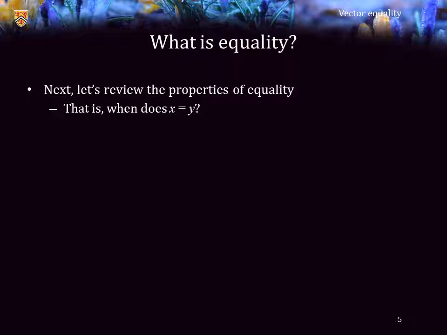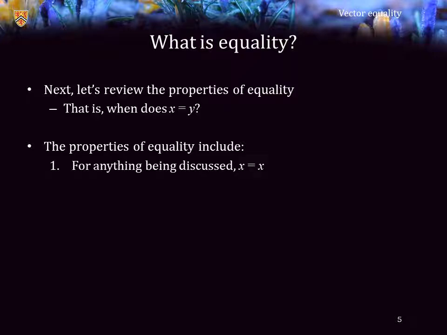Next, let's review the properties of equality. That is, what does it mean to say that x equals y? Well, here are the properties of equality. First of all, for anything being discussed, x must equal itself. X equals y if and only if y equals x. If x equals y and y equals z, then x must equal z.